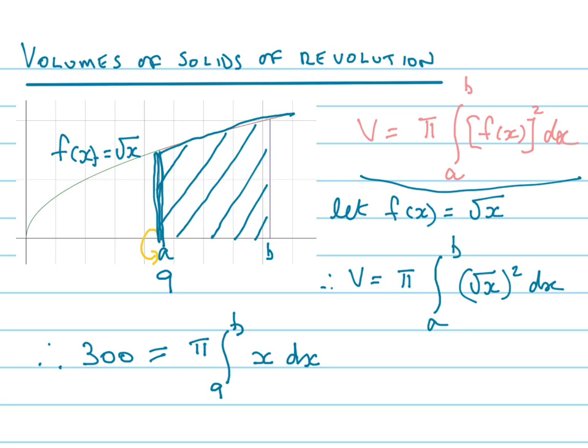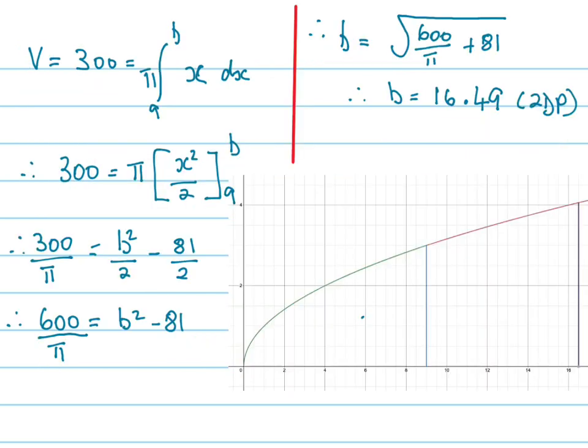Okay, let's look at another slide before we move on. So setting up my integral, I've got the volume equal to pi times the integral of b as the upper limit, 9 as the lower limit, x dx. So the x comes from just the square root of x squared. Now evaluating the integral, 300 equals pi, and then I use my square brackets, x squared on 2, and there's my upper limit b, lower limit 9. My job, of course, is to find the value of b.